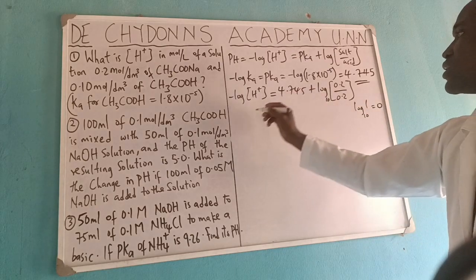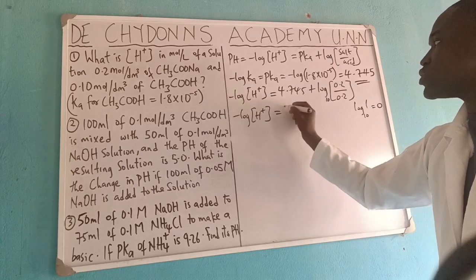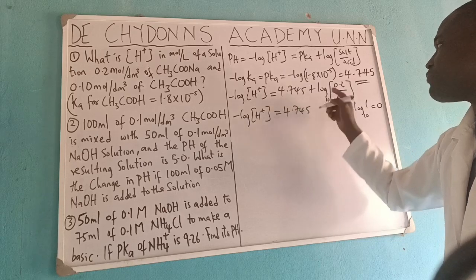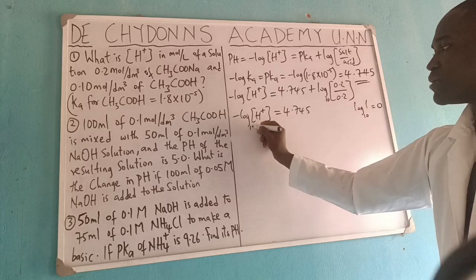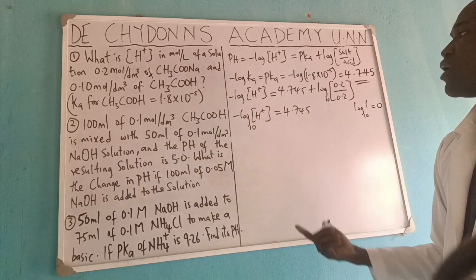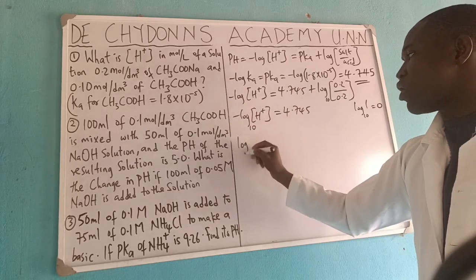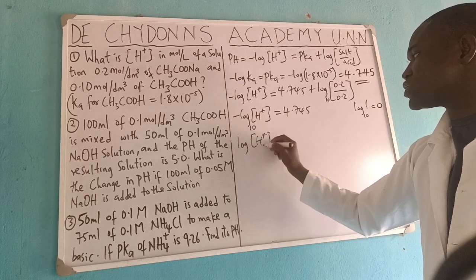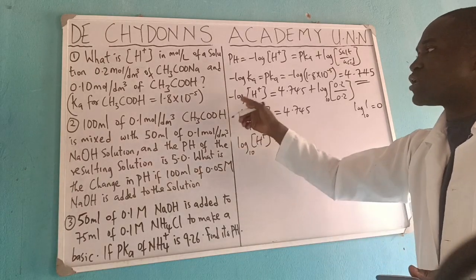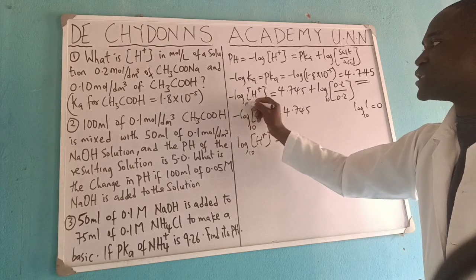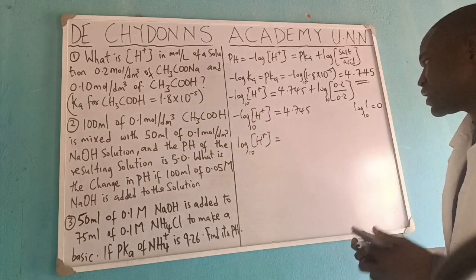I will now say this is minus log of hydrogen ion concentration equals 4.745 plus 0. Now, remember minus log means it is in base 10. I will take this minus to the other side. It will be log of hydrogen ion concentration in base 10 equals that. So anytime you see ordinary log without a base, it means it is in base 10. It is a natural base. Just have that secret at heart.